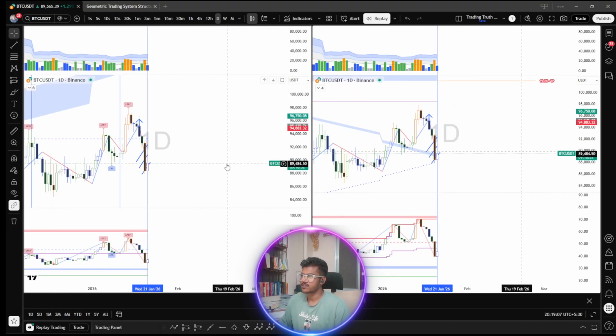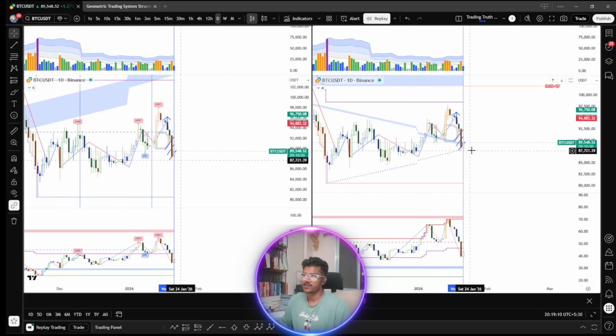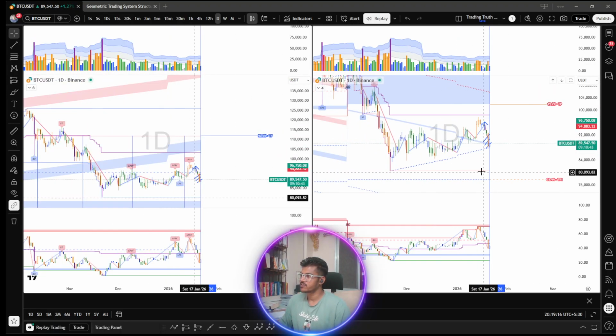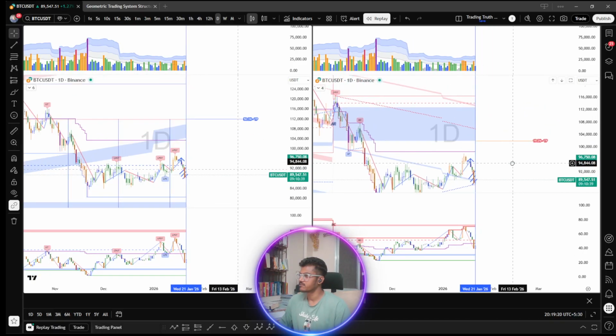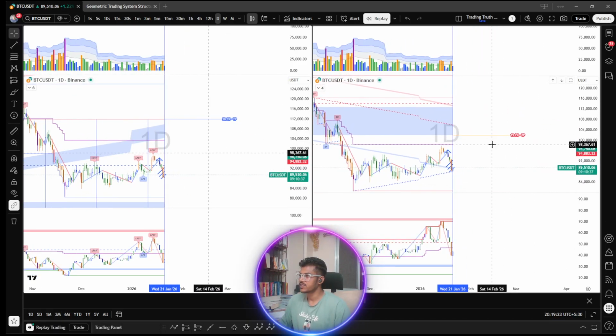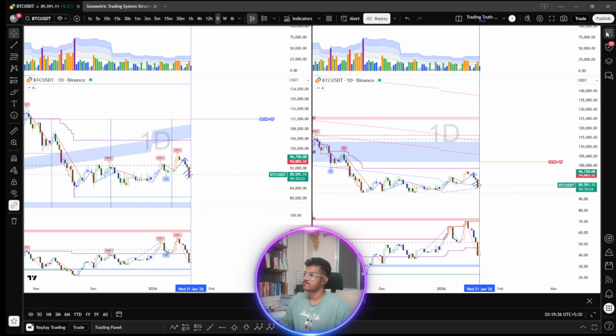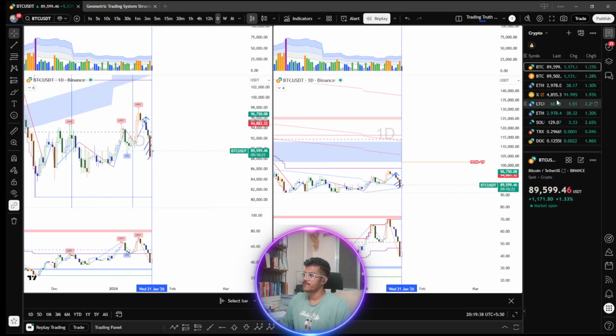Otherwise, it's just gonna continue down. If it doesn't hold this support level, this support trend line, then it's just going down. It's gonna make a new low, probably around 77K or something. So let's see what happens. There's a lot of resistance there, and it has to overcome all that in order to commit to the upside. So that's about Bitcoin.